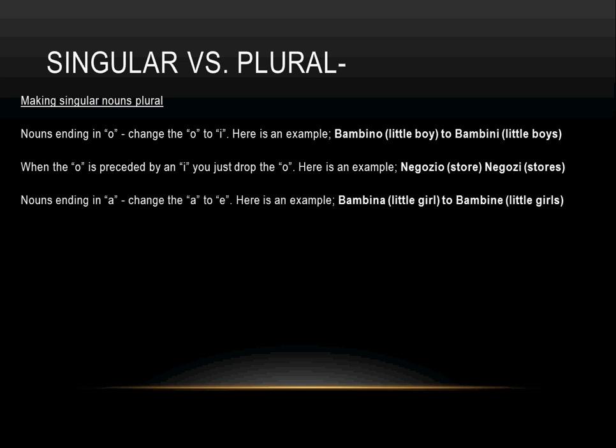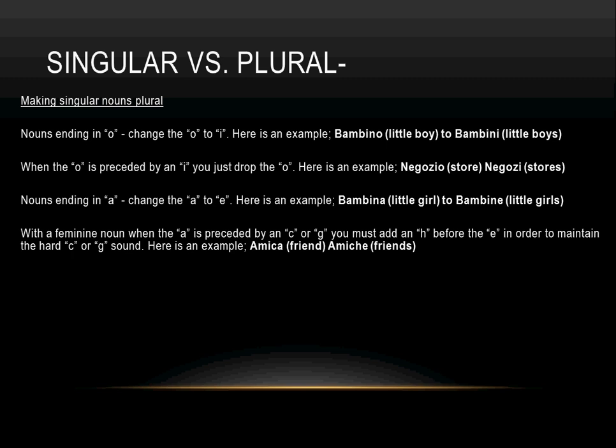For nouns ending in A, you change the A to E. Here's an example. Bambina becomes bambine. Now, with the feminine noun that ends in an A, if that A is preceded by a C or a G, then you must add the H before the E in order to maintain the hard C or G sound. Here's an example. Amica becomes amiche.